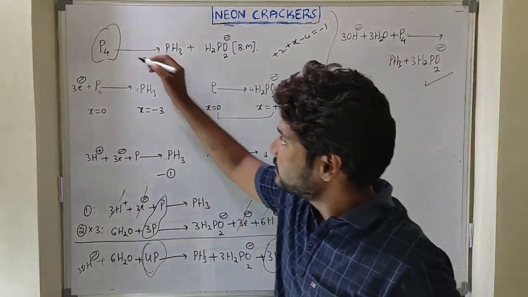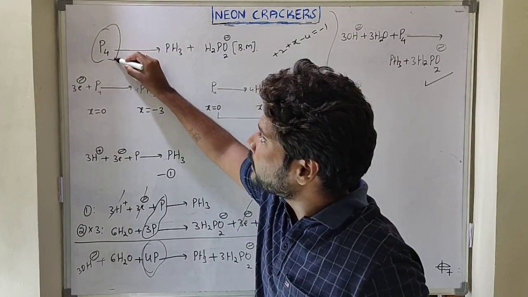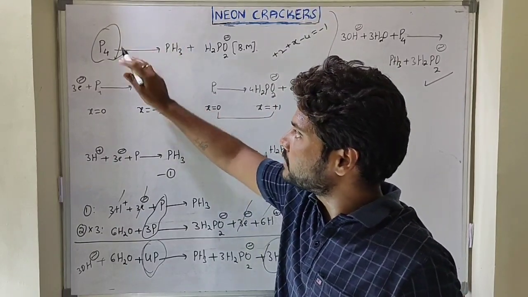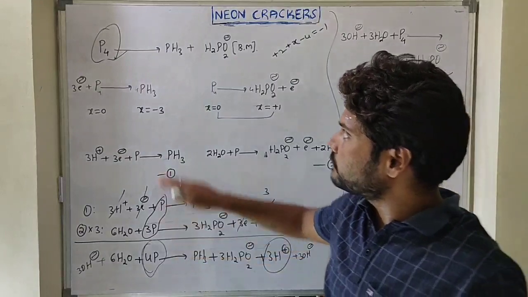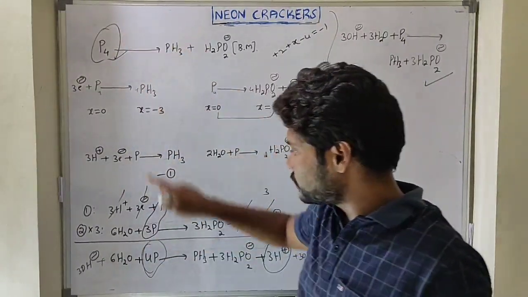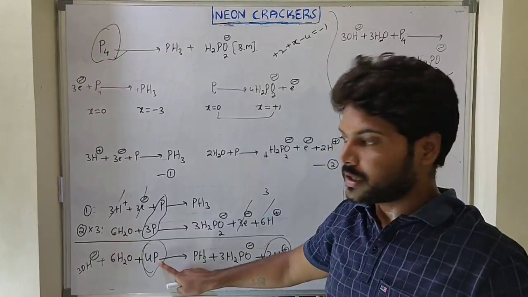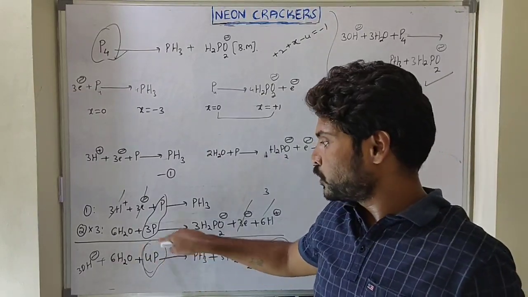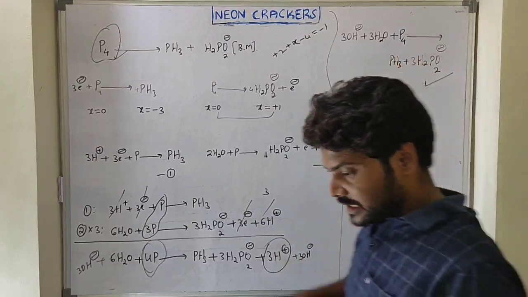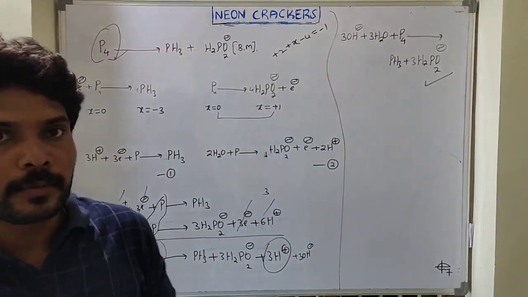I told you this is very, very important. If any polyatomic molecule is there, it is to be considered as a single atom initially, but in the final equation we should maintain the same number of atoms. So here P4 is there, we should maintain the same 4 phosphorus atoms. After that it should be modified into a single P4 molecule, right? So let's see another polyatomic example.